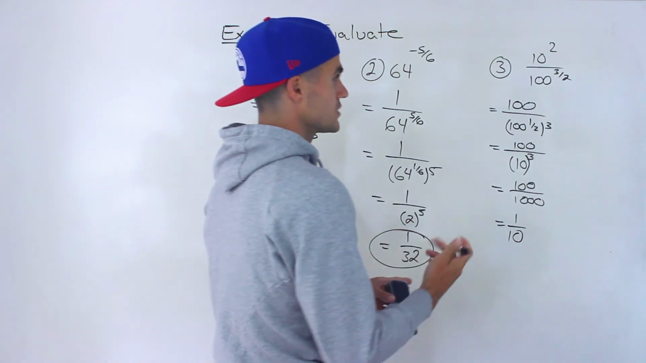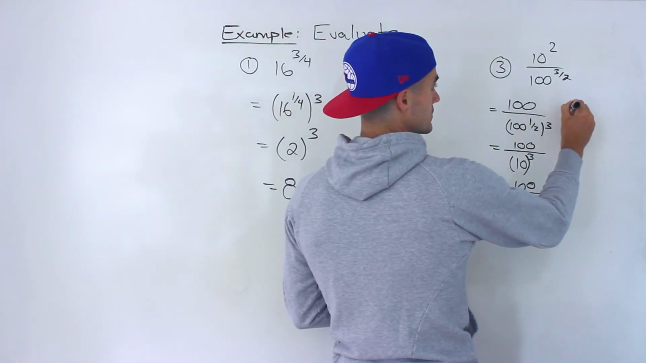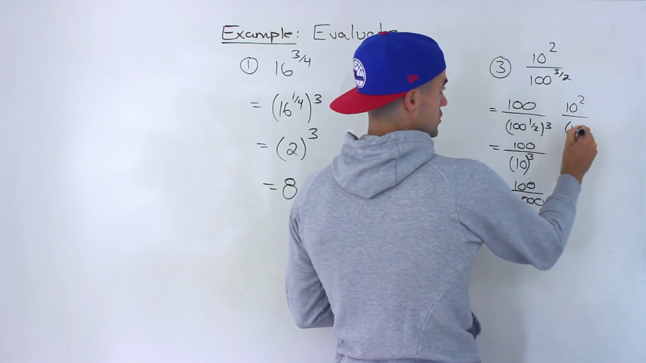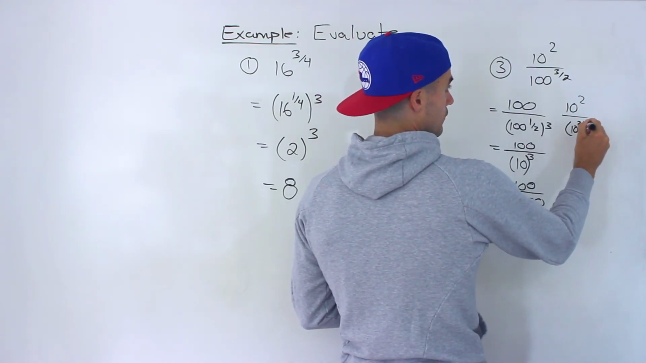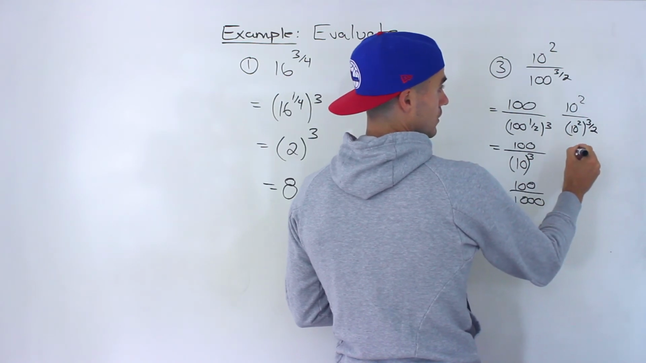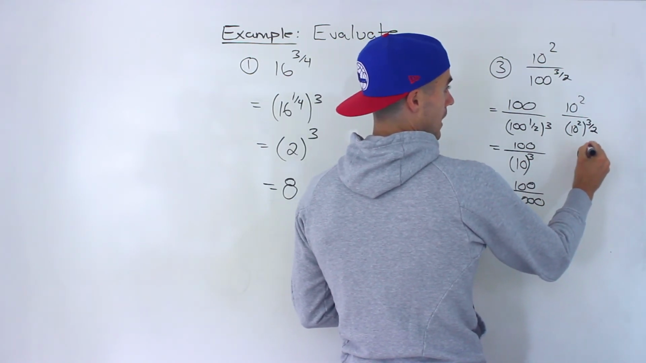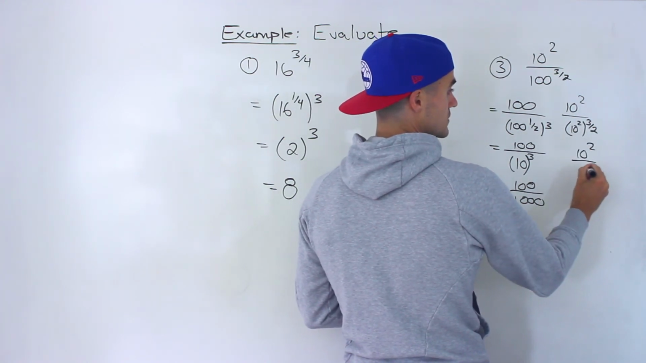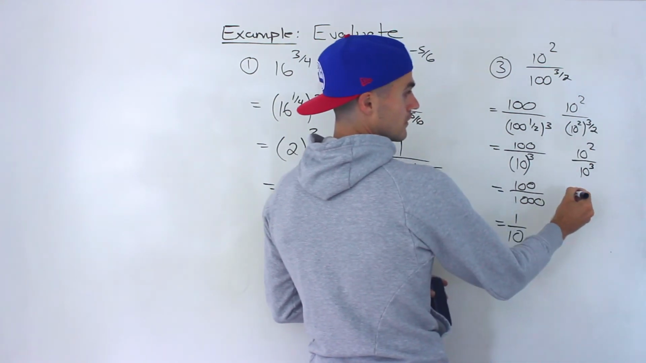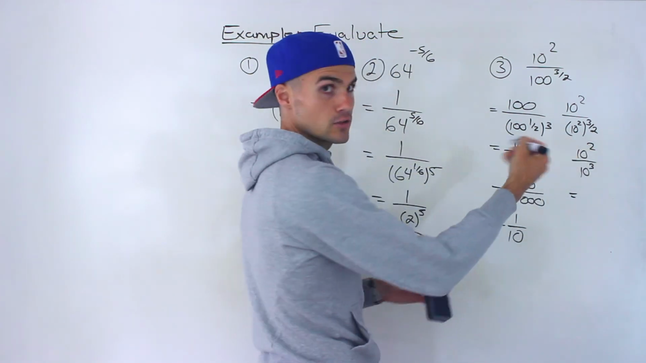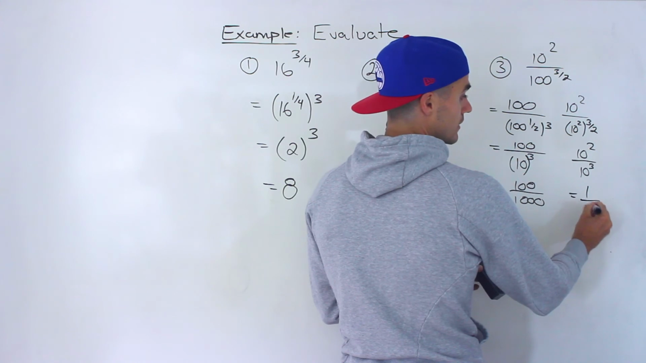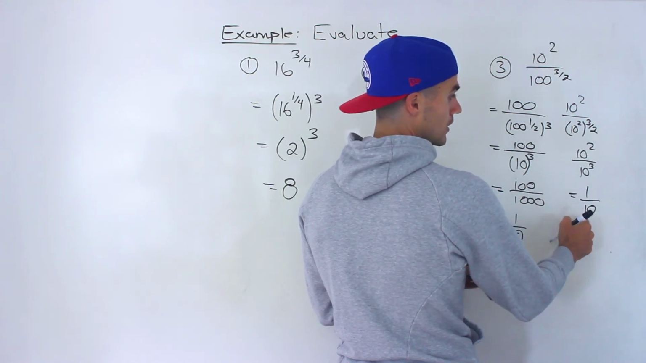Another way you could have potentially done this is we'd have 10 to the power 2, and then this 100 we can change to 10 to the power of 2, and that'd be to the power of 3 over 2. So this would end up being 10 to the power of 2, and then 2 times 3 over 2, notice the 2's would cancel out, so we'd have 10 to the power of 3. And so notice we have 2 10s in the numerator, 3 10s in the denominator, so we end up with 1 10 in the denominator.